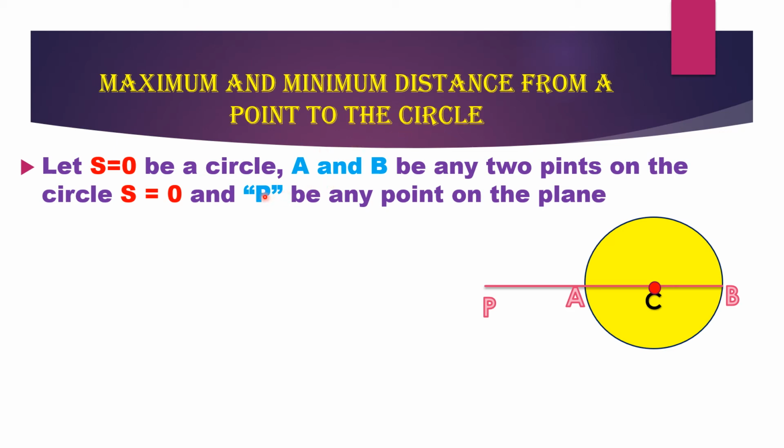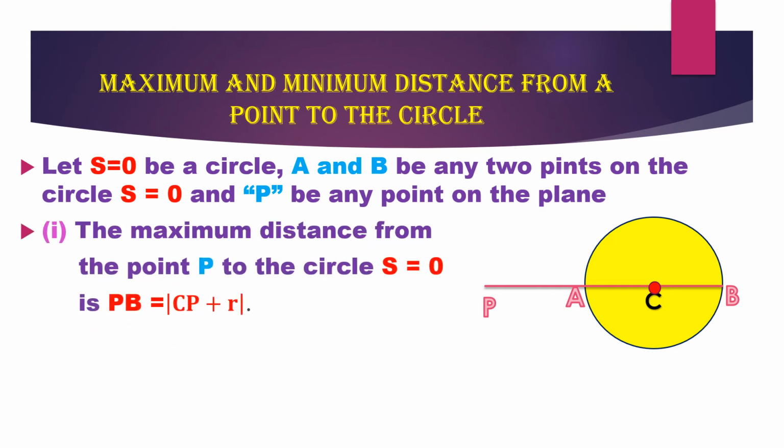Let us consider the equation of the circle as S equals 0. And from the diagram, PB is denoted by maximum distance. First we calculate the distance from the center to the point P, that is denoted by CP, and find out the radius of the circle. Here the maximum distance is denoted by PB, which is equal to the sum of the distance CP and the radius of the circle. That is called maximum distance from the point P.